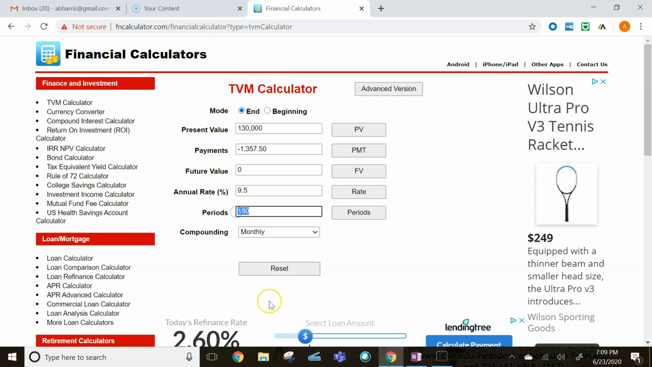We're going to change this because what this is saying right now is after 180 payments, we owe the bank nothing. We own the house outright. So what we're going to do now is we're going to make one payment. So I'm going to put 1 in right here, and I'm going to solve for the future value. So if I make one payment right here, and I click on future value, after one payment, I made one payment of 1357.5. This is now how much I owe the bank. I now owe the bank 129,671.67.